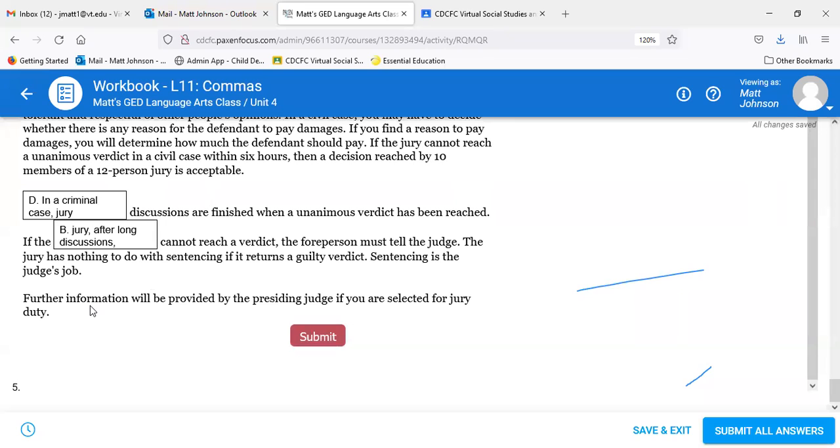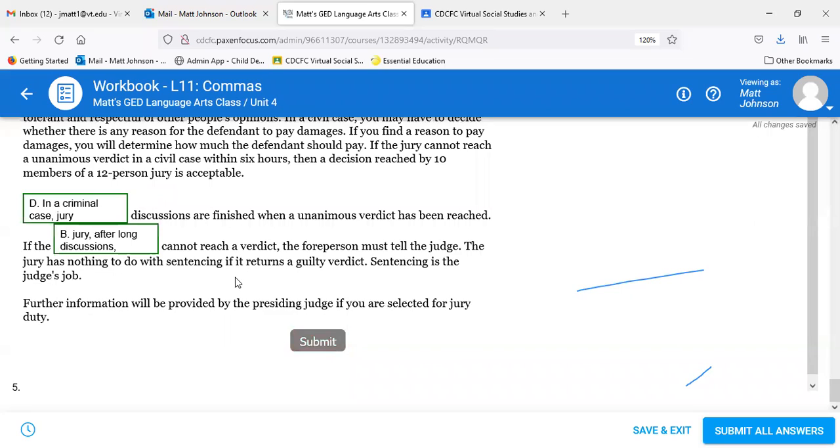The jury has nothing to do with sentencing. If it returns a guilty verdict, sentencing is the judge's job. Further information will be provided by the presiding judge if you are selected for jury duty.